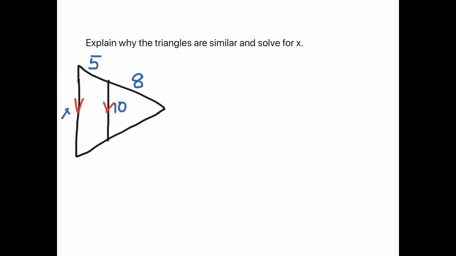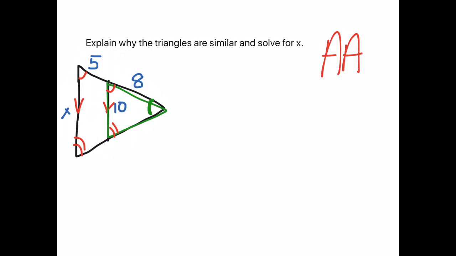Our second question wants us to explain why the triangles are similar and solve for x. Notice that we have these two parallel lines here and here, and we can set up a proportion with the large triangle and the small triangle. We can also say that this angle here is in both the small green triangle and the large black triangle. In addition, because we have parallel lines, this angle and this angle are the same, and this angle and this angle are the same. So we can definitely say that they're similar by angle.